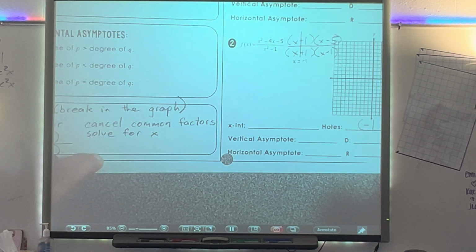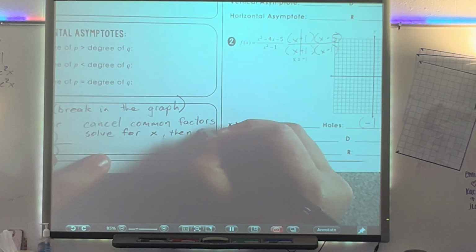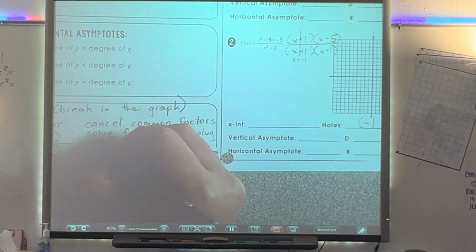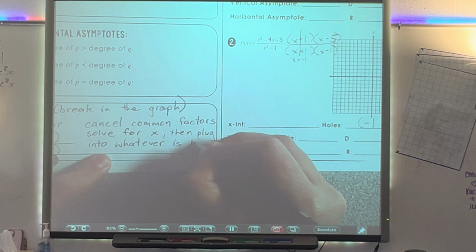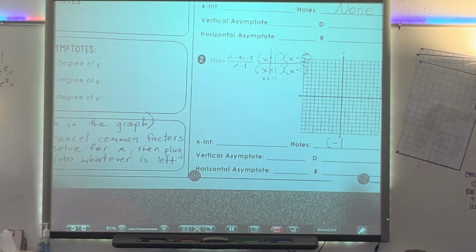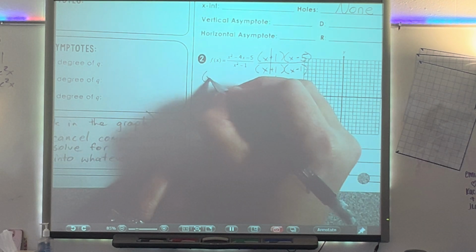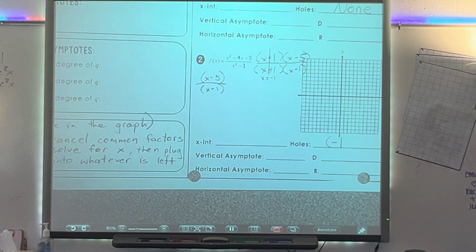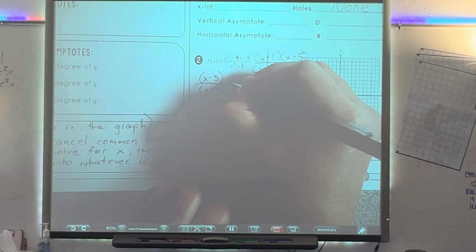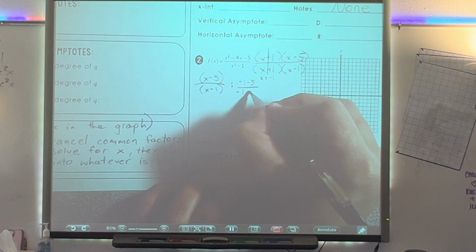Alright, then our next step is to plug into whatever is left. So whatever is left in the equation, this is now gone. It's totally gone. So what I now have is x minus 5 over x minus 1. Are we okay there? This is my new equation, because the other part's gone. Alright, so I'm plugging into whatever is left. So I have negative 1 minus 5 over negative 1 minus 1.